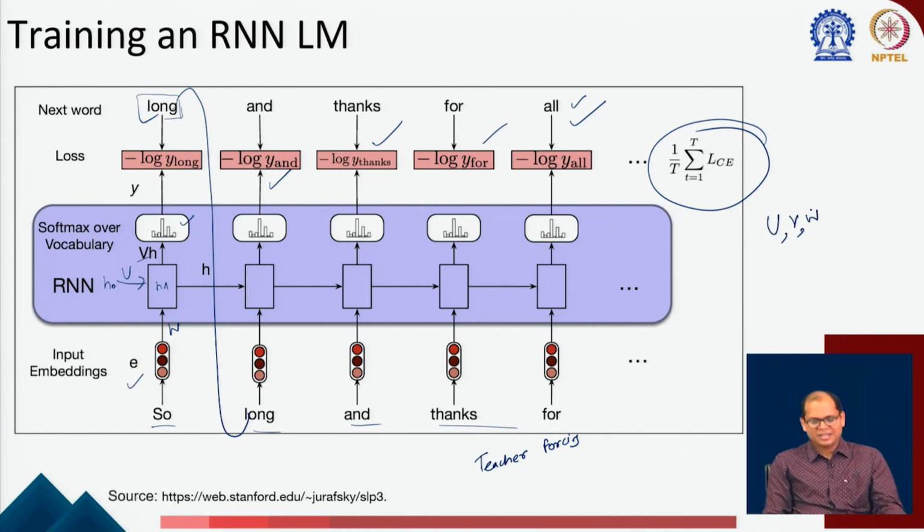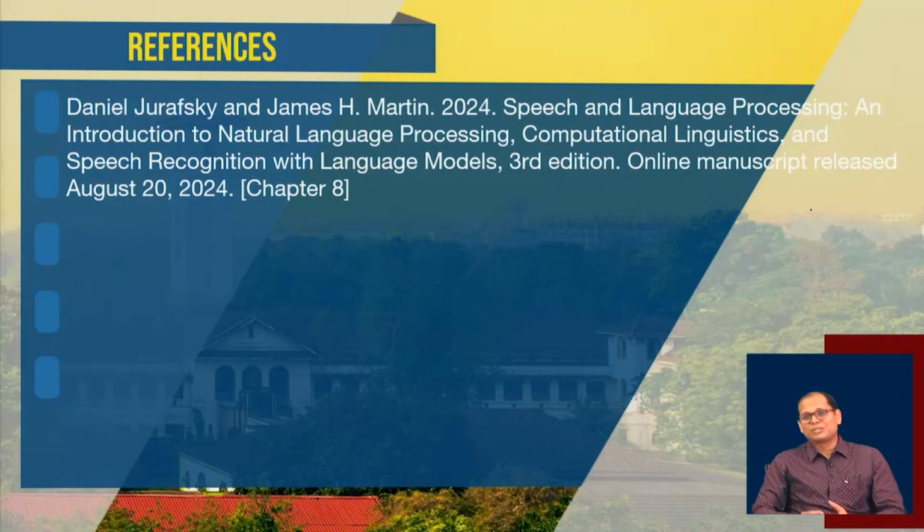Okay. So, fine. This is an introduction to recurrent neural networks. You can read more about this in chapter 8 of our book. And in the next lecture, I will discuss further applications of RNN. How do you use it for, say, generating text, classification, sequence labeling, and so on.